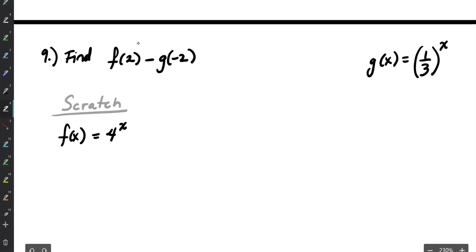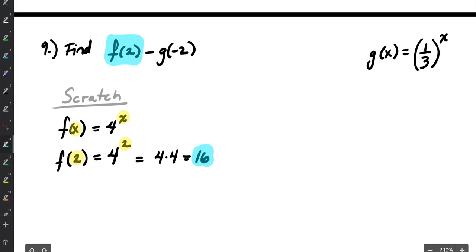I'm going to go after the f of 2 here first. My rule for f is whatever I put in, I get out 4 to that number, 4 to the input. I'm asked to find f of 2. So that's 4 to the input, 4 to the 2. F of 2 is 4 squared, which is 4 times 4, which is 16. Okay. F of 2 is 16.